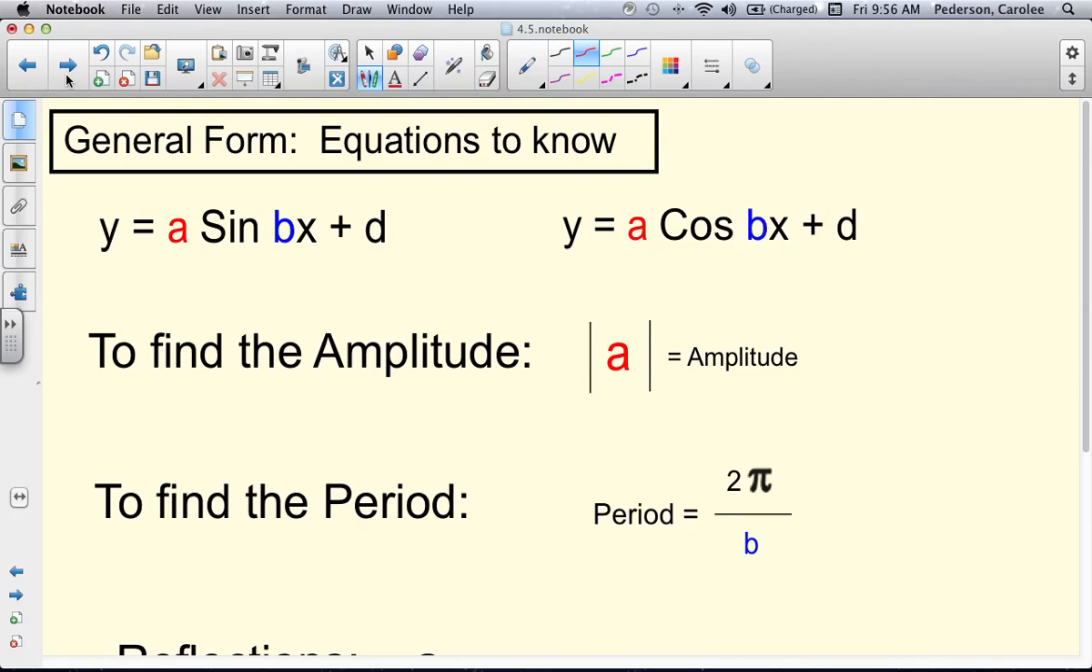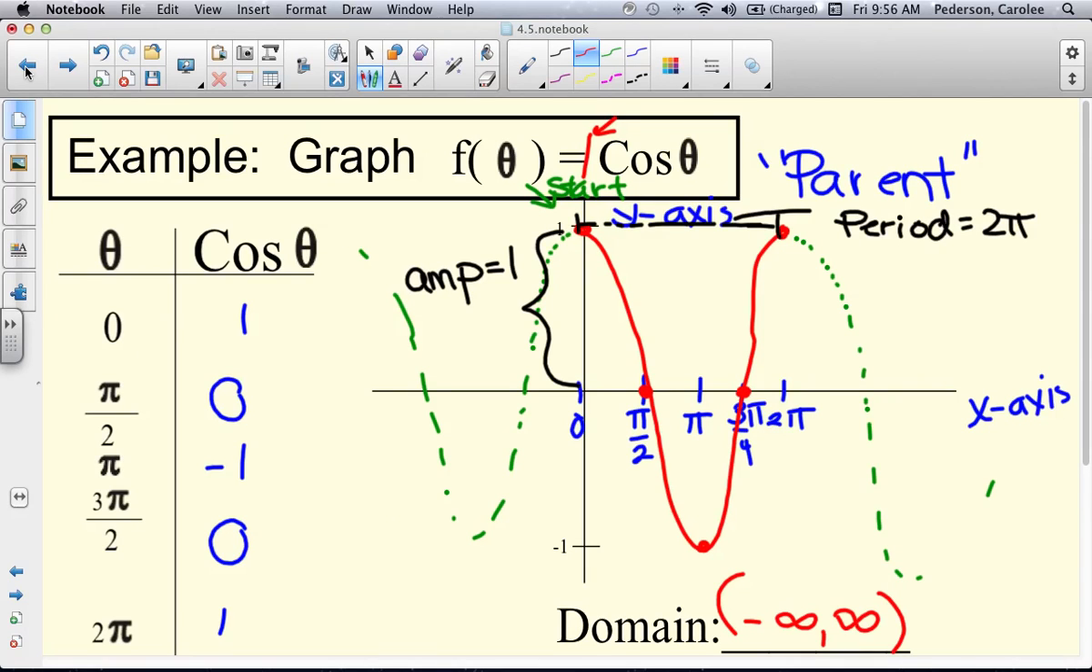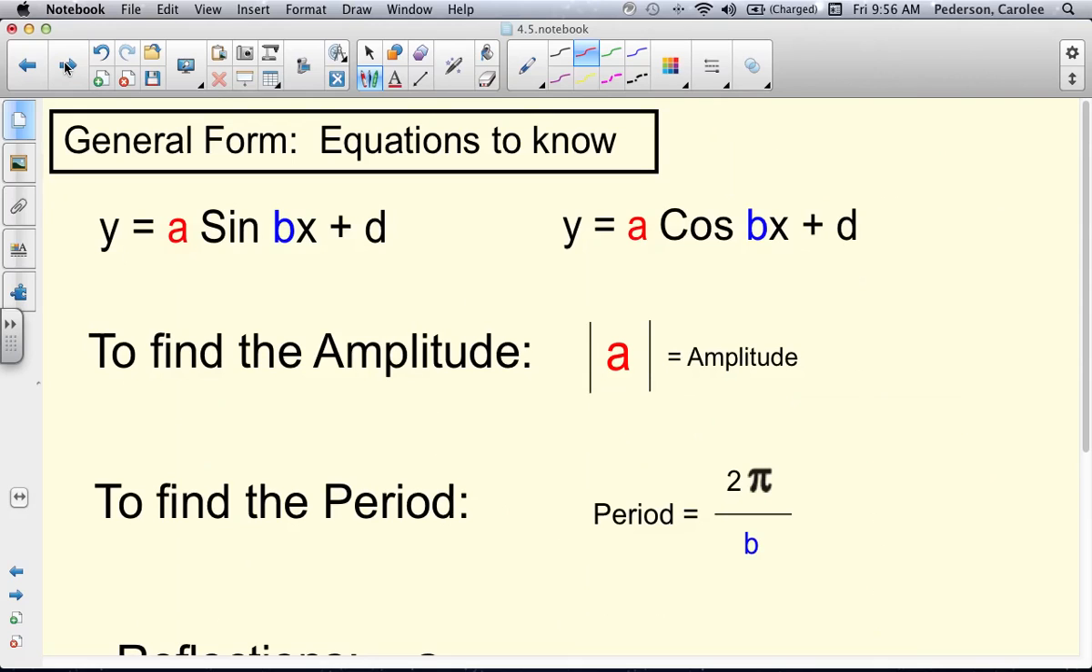The period is how quickly the revolution occurs. The equation we use to check for it is 2 pi over b. And our b value in the parent functions, if I go back to this slide again, this is my b value, was also 1. So 2 pi over 1 is 2 pi. And you'll have these two things memorized by the time you finish the homework assignment today. You'll know how to find the amplitude and period very quickly.